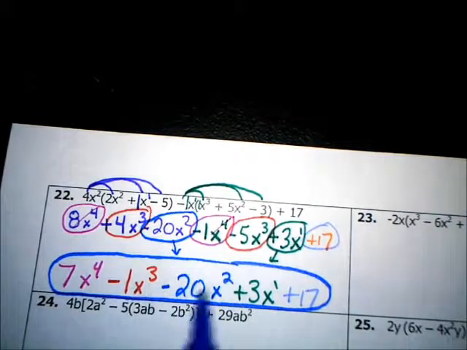Okay, 1, 2, 3, 4, 5 terms. That's a polynomial with degree 4, which means it's quartic. So this is a quartic polynomial.